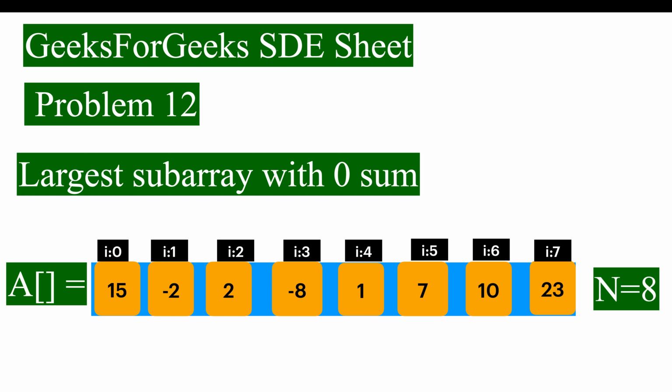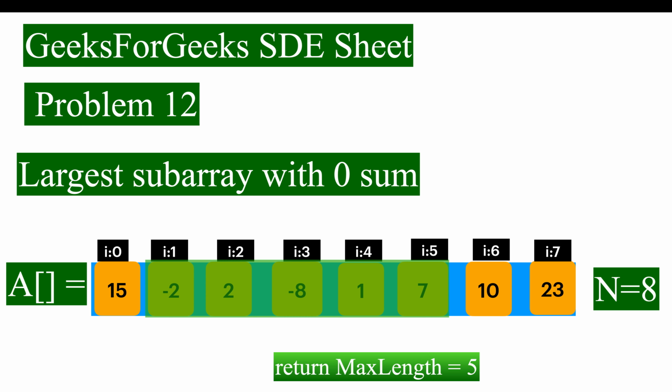Hello everyone, let's solve problem 12, longest subarray length where element sum becomes 0. If you see the given input, from index 1 to index 2, the element sum is 0 but the length is 2. Similarly, from index 1 to index 5, the subarray element sum is 0 and the length is 5. We need to return the maximum length, so the expected output is 5.